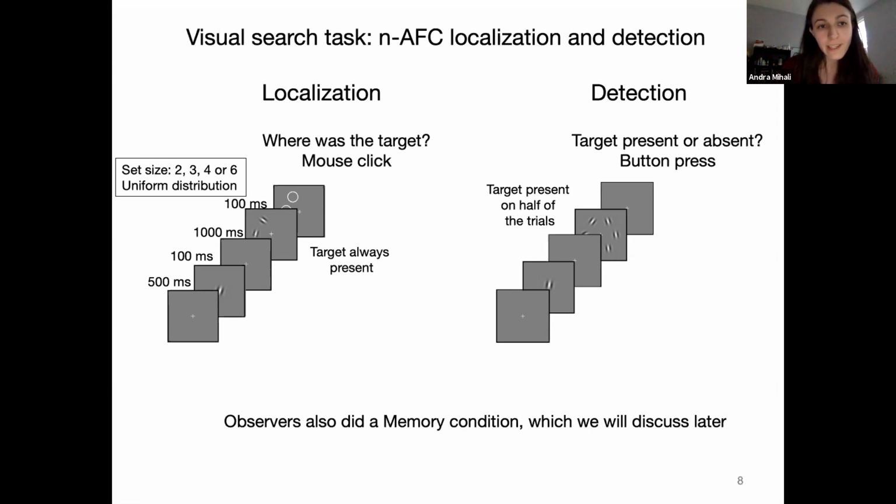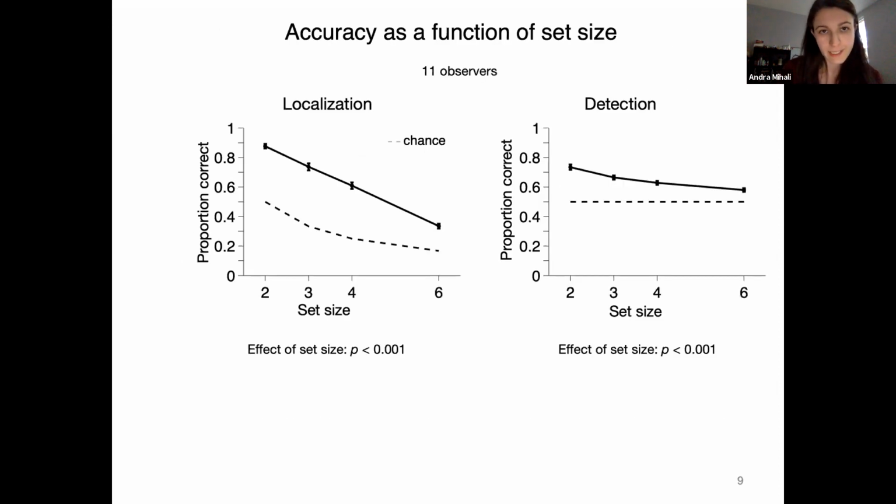And the search array could have set size 2, 3, 4, or 6. Then the observer responds where they believe the target was, and they give a mouse click to that particular location. In the detection task, the trial structure is very similar. There's one important difference: the target is present only on half of the trials. And the participant will respond whether the target was present or absent with a button press. Observers also did the memory condition, which we will discuss later.